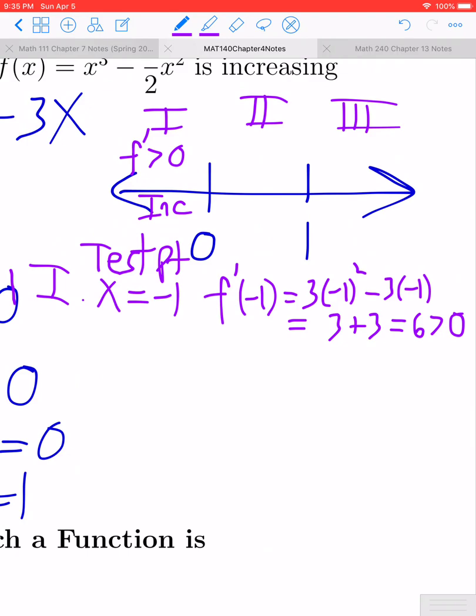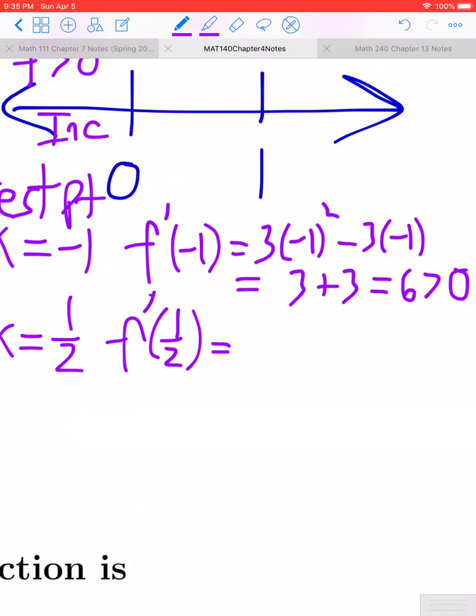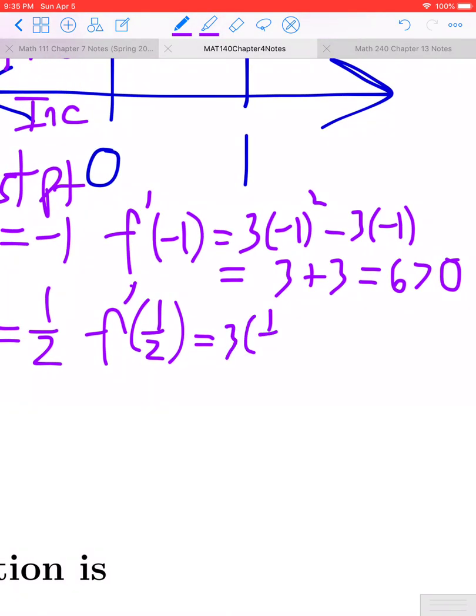Let's repeat this for the second region. I need to pick a value between 0 and 1. Let's maybe use, let's say, I don't know, x equals a half. f prime of a half is equal to 3 times a half squared minus 3 times a half. That's going to be equal to 1/2 squared is 1/4. 3 times a fourth is 3/4. 3 times a half is 3/2.